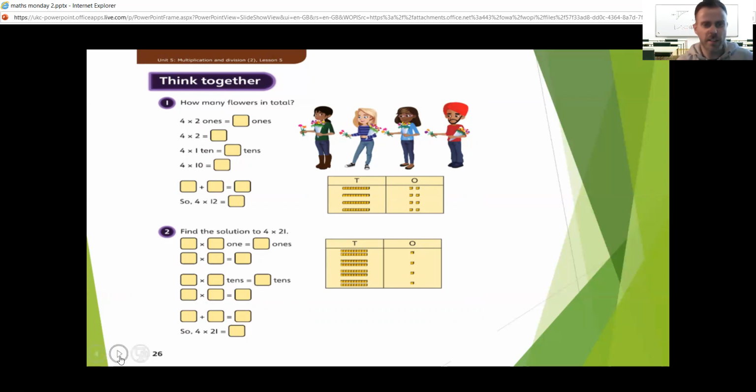I think if you do it step by step, you'll be able to do this no problem. If you try and rush on and guess the answers and things like that, which some of you will, you might get a bit confused in the middle.